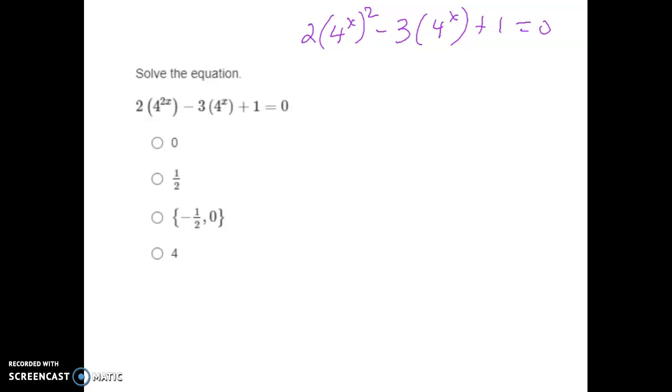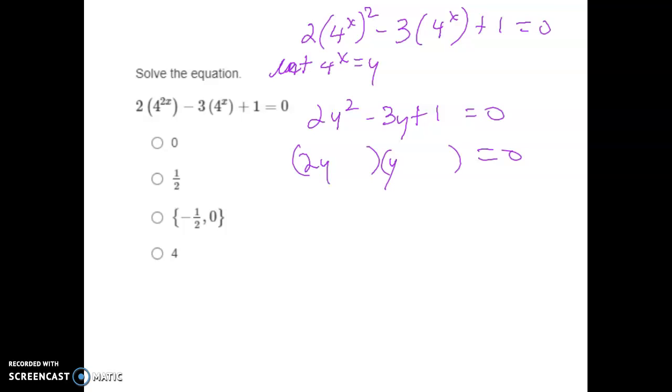Okay, now I'm going to say let, and you can use whatever letters you want, but I'm just going to say let 4 to the x equal y. I'm just going to do y this time. So I've got 2y squared minus 3y plus 1 equals 0. Factor: 2y minus 1, y minus 1. Yes. Okay. So when I solve those two using the zero product property, I get y equals 1/2 and y equals 1.